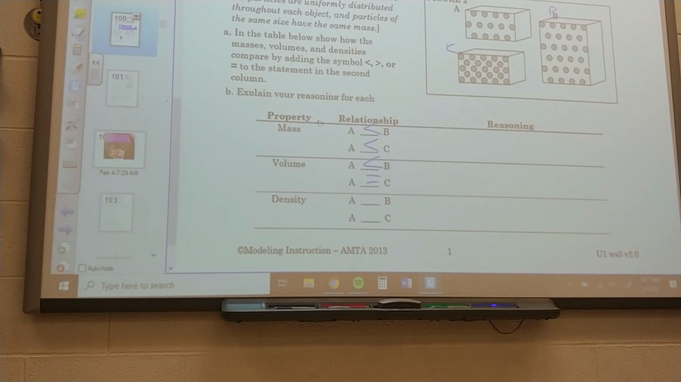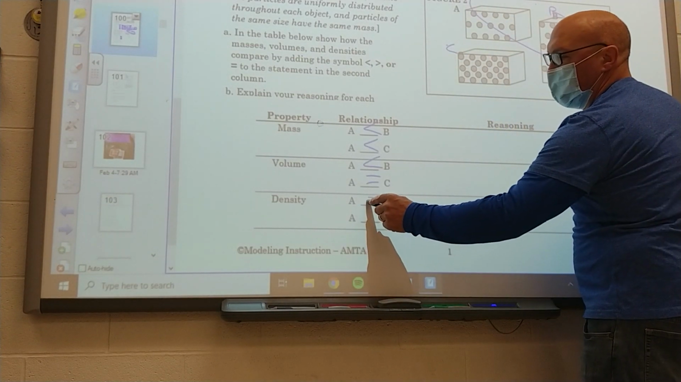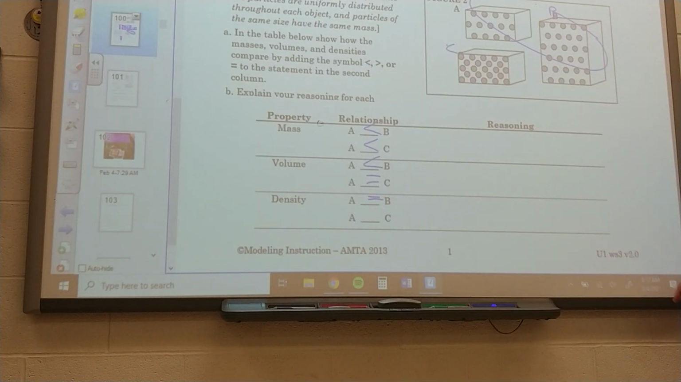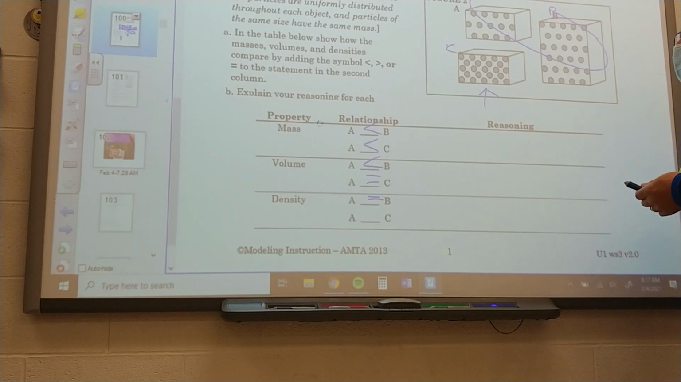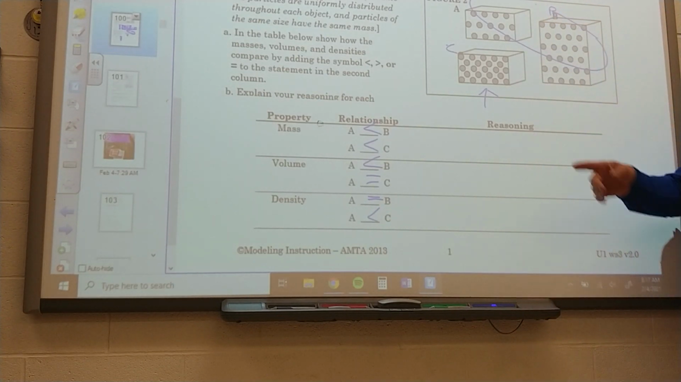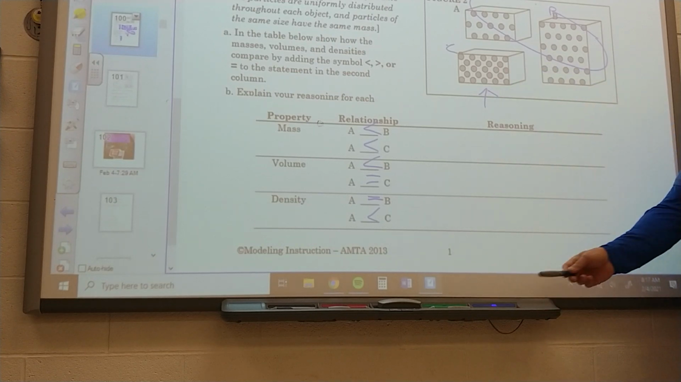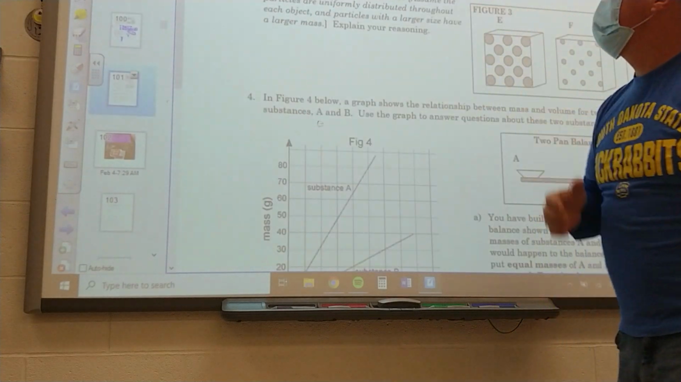All right. Densities now. How they're arranged. A versus B, even though they're different sizes, did you say that they are equal density? But these ones, even though they're the same size volume-wise, did you say that C has a greater density? Even though it's the same size, it has more mass packed into that space. On to the next side.